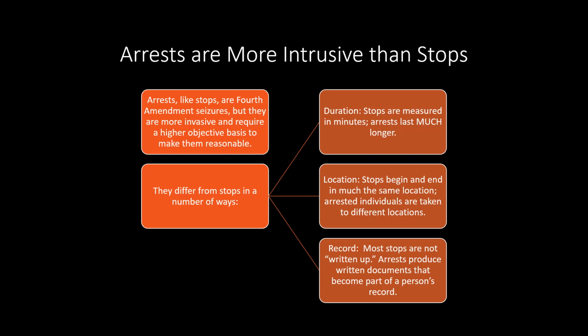So they are a little bit different than stops in a couple of ways. And your book focuses on these three: duration, location, and record. So the stops are typically measured in minutes. If you're talking about a Terry stop, it's a very short period of time. It's 5 minutes to stop someone, pat them down, give them a couple quick questions. The other difference is the location. Again, stops typically take place in public at the same location.